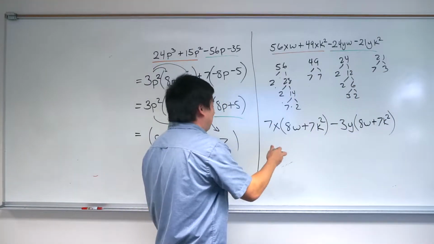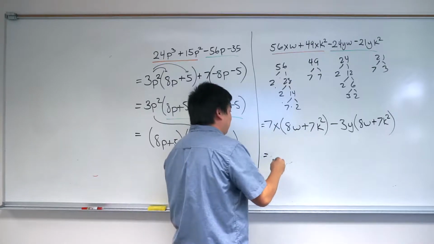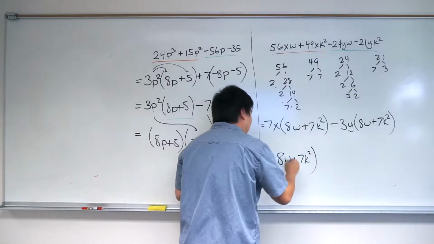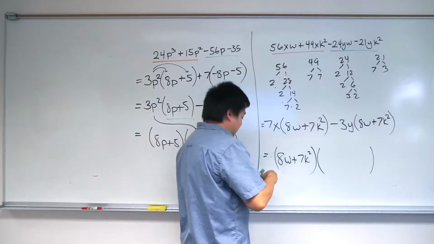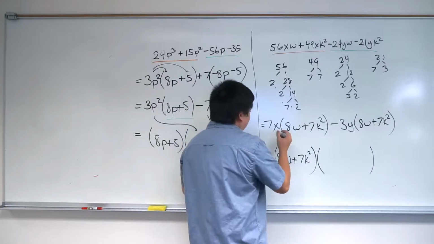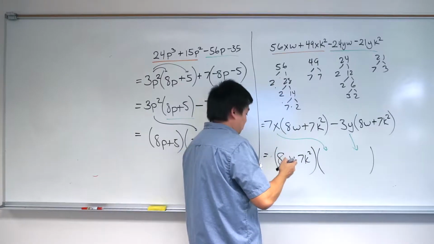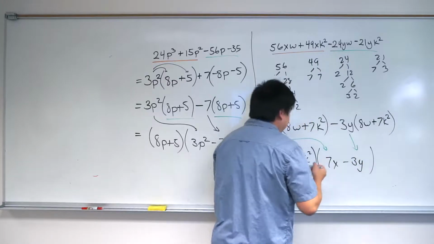Okay, so they have the 8w plus 7k squared in common. So we can pull that onto the front. And whatever we didn't use, the leftover, will go into the second part of the factor. So 7x minus 3y.